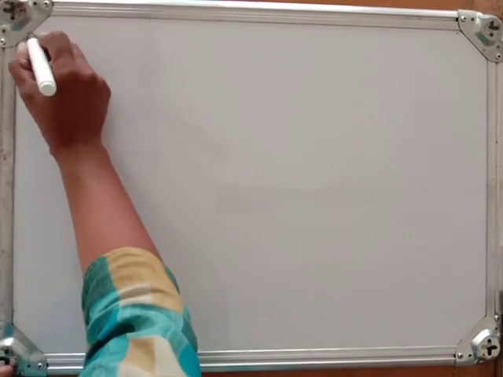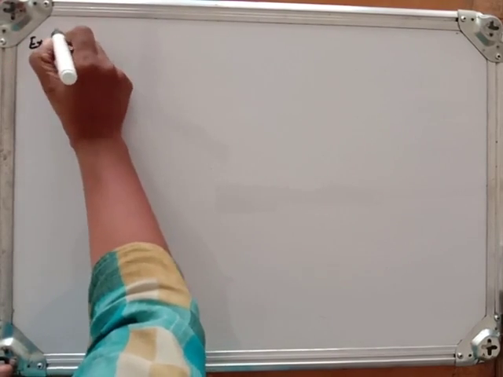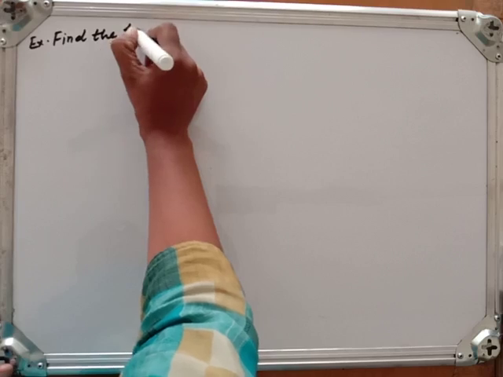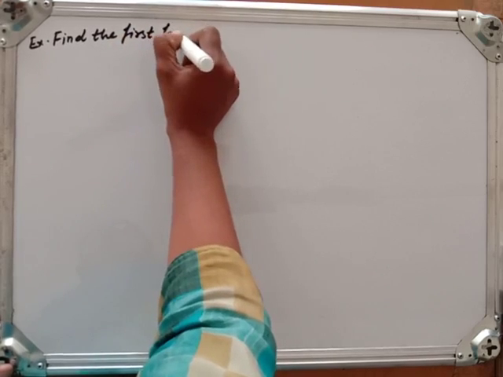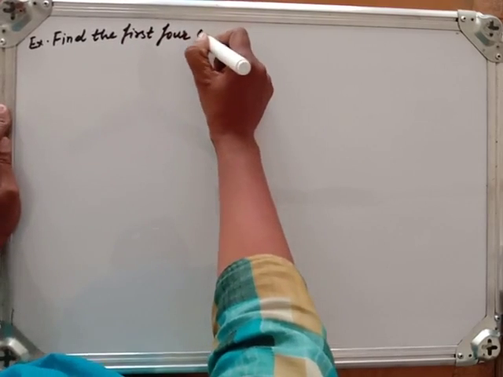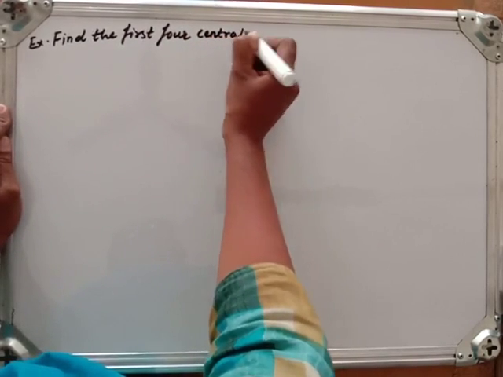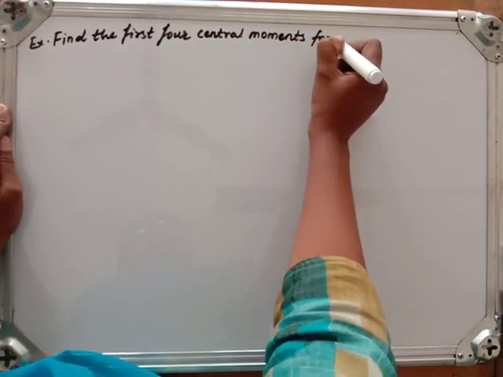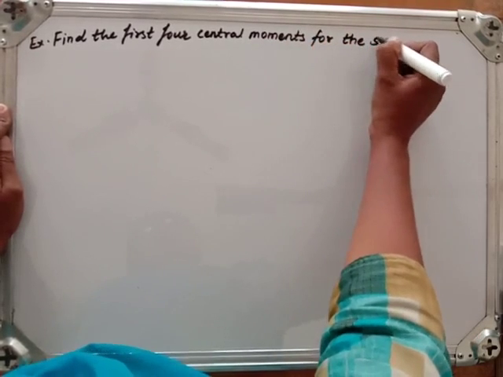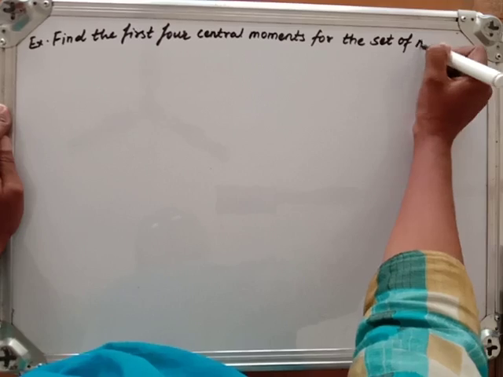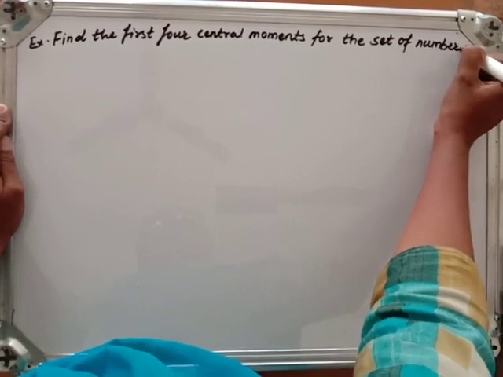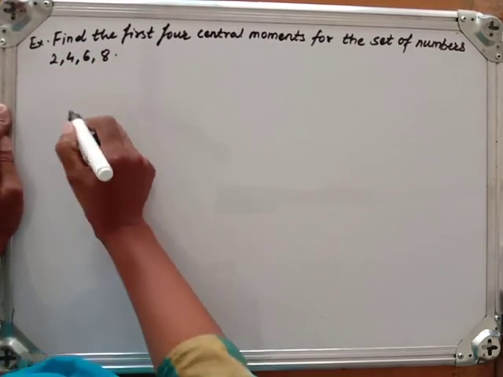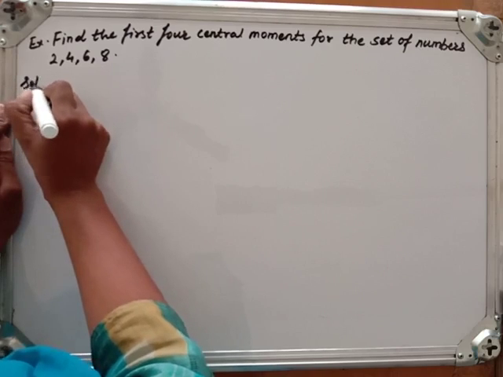So first example. Find the first four central moments for the set of numbers 2, 4, 6 and 8. So let us solve it. Solution.